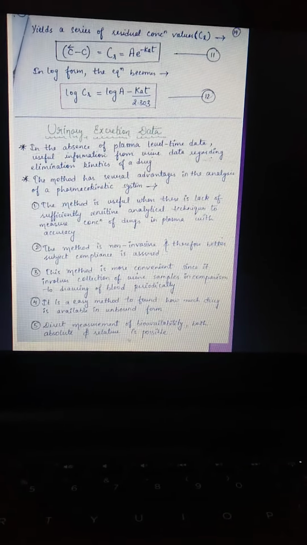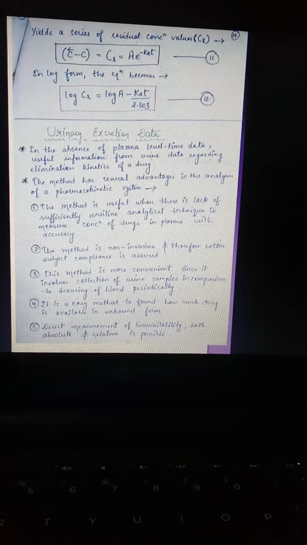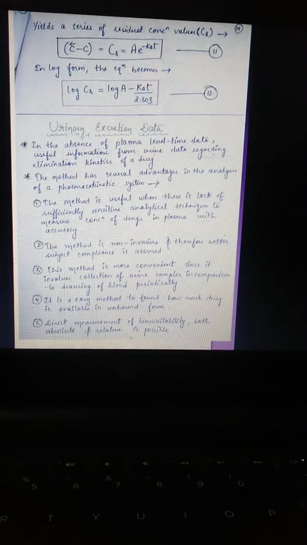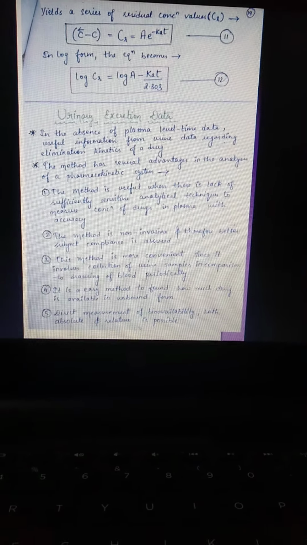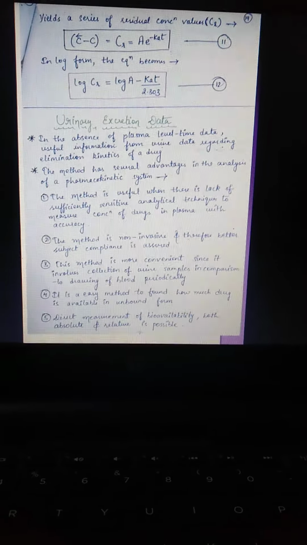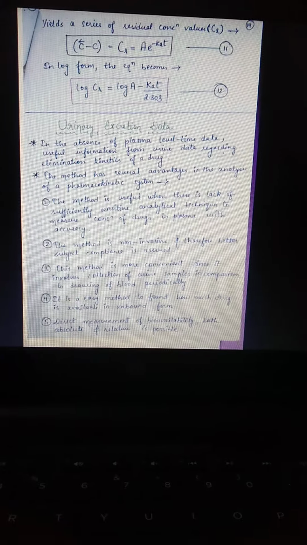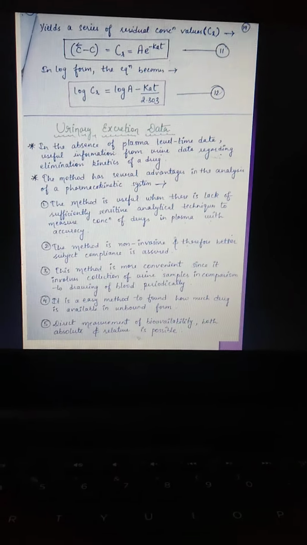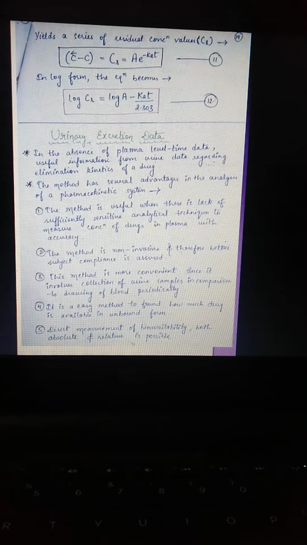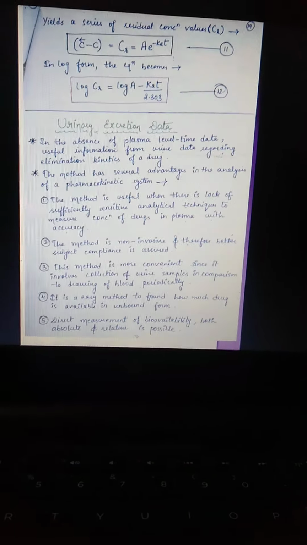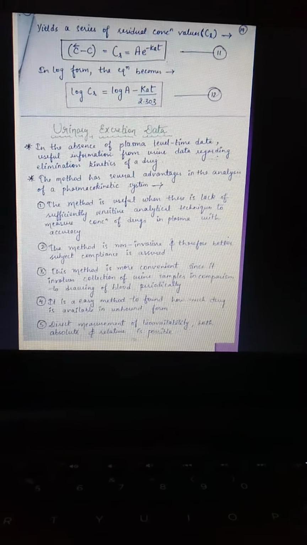Absorption from this can be calculated. In the absence of plasma level time data, useful information can be obtained from the urine method. This method is useful for the urinary excretion data. We can use urinary excretion data if we don't want to use plasma concentration measurement. We can use this method when we lack a sufficiently sensitive analytical technique.